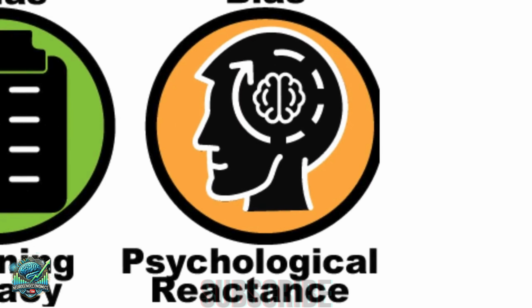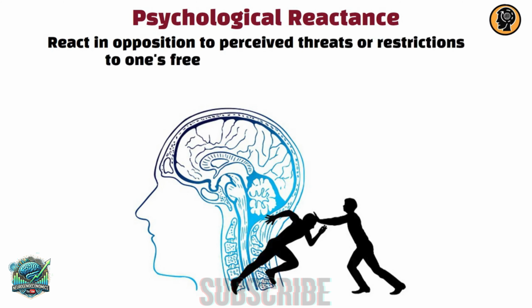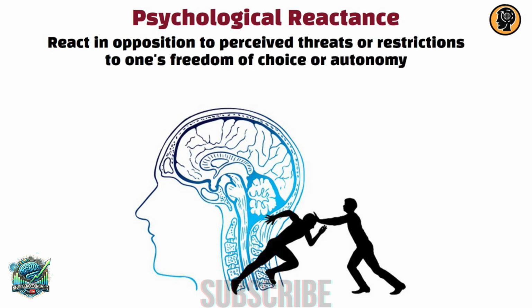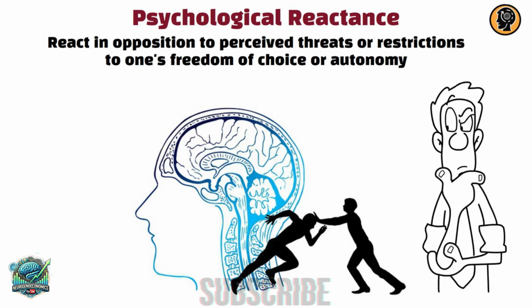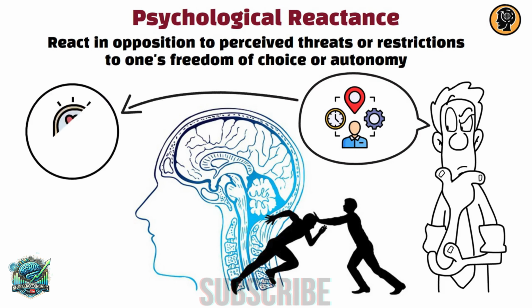Psychological reactance. Psychological reactance is the tendency to react in opposition to perceived threats or restrictions to one's freedom of choice or autonomy. When people feel their freedom is being limited, they may experience a motivational force to reassert their autonomy, sometimes leading to behavior that is contrary to their own beliefs or best interests.